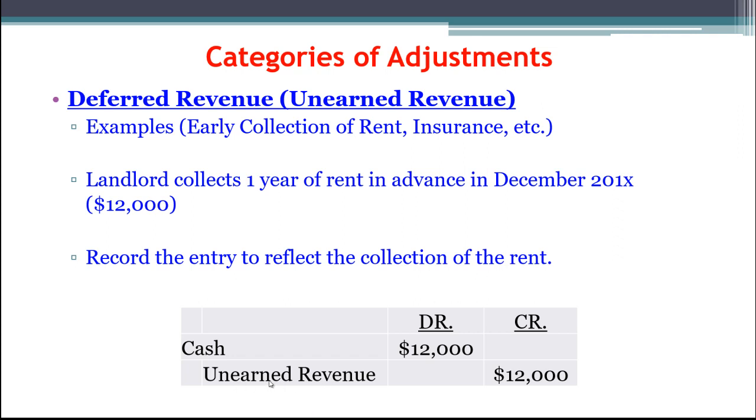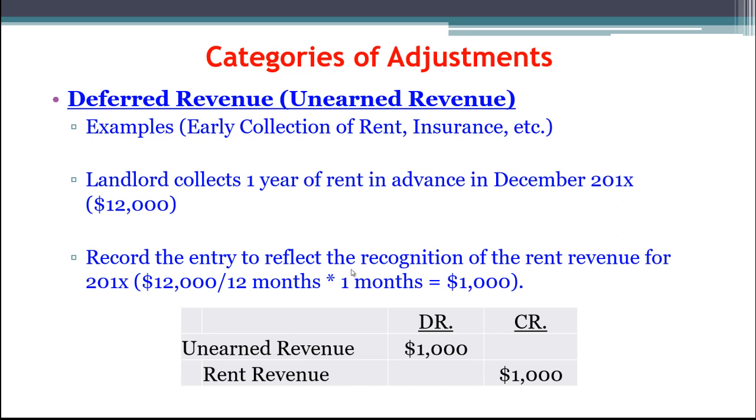It basically means we have an amount, but we haven't really earned it yet. We owe the customer something. We owe them a service or staying in the building, whatever. So we can't count it as full revenue. We're crediting the liability to increase it.